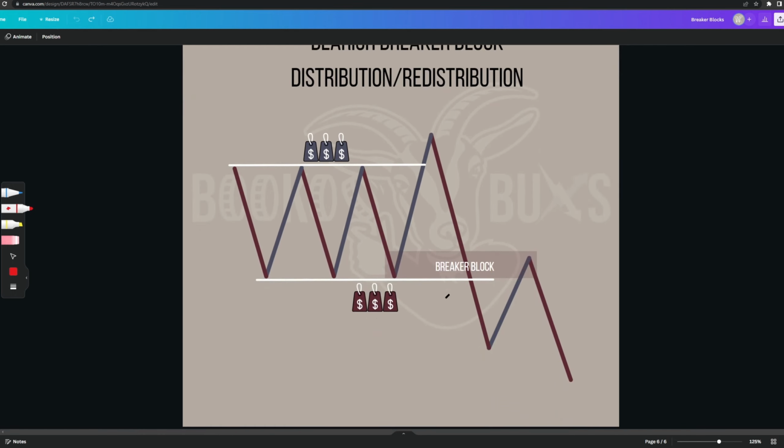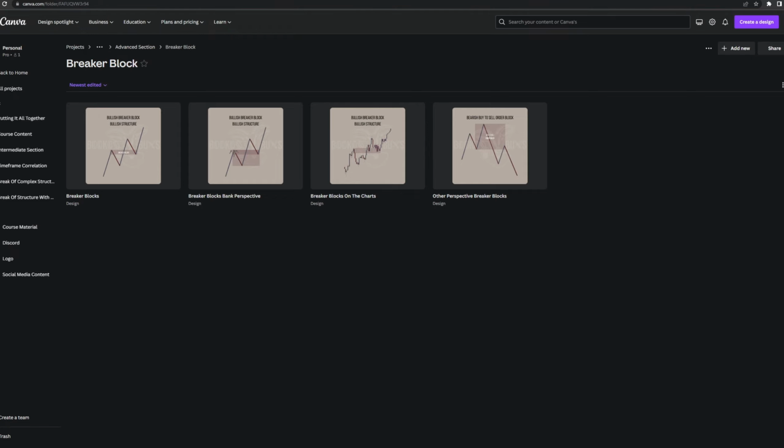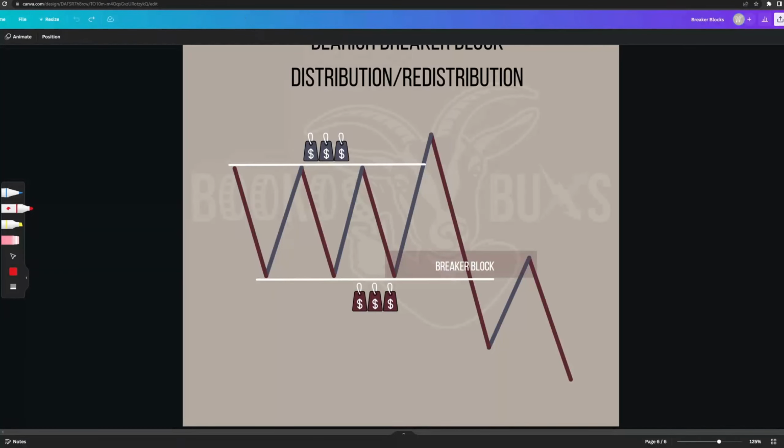Distribution, exact same thing, just flipped. Last area they bought, they sold. So this area is where they began to buy and could be an area where they mitigate and then drop. It doesn't have to come all the way up here and then drop. Make sense? Yeah.